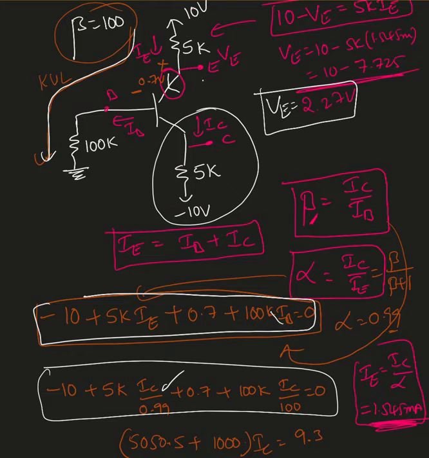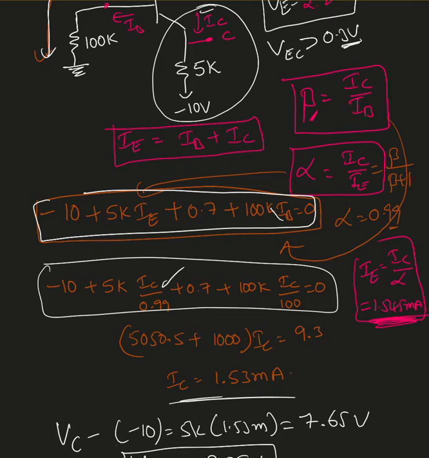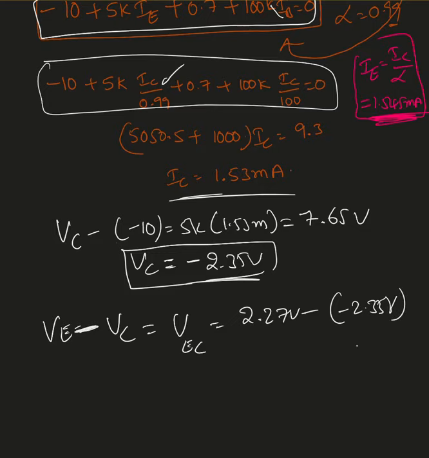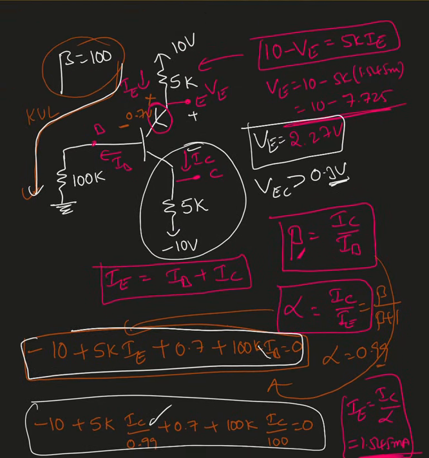Now what is VEC? As long as VEC is greater than 0.3 volt, that is in active mode of operation. Looks like I have that value. I have VE equal to 2.27. So VE minus VC equals VEC. I have VE equal to 2.27 volts and VC equal to minus 2.35 volts. So definitely this value is greater than 0.3 volt. So this transistor is working in active mode of operation.